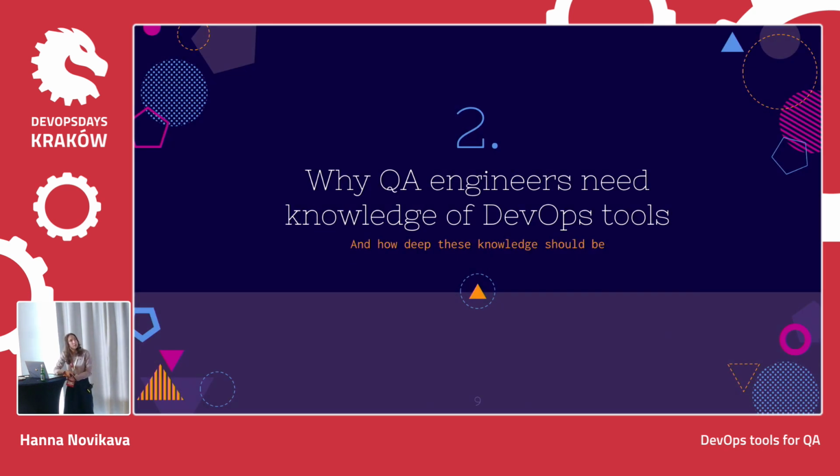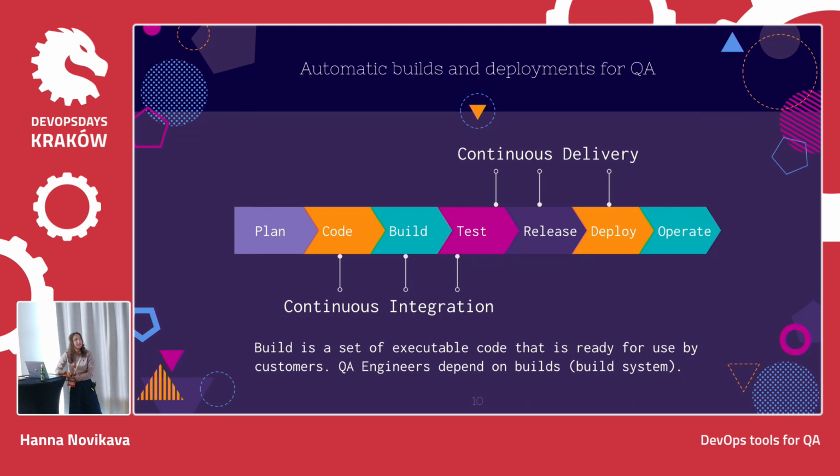Why do QA engineers need knowledge of DevOps tools, and how deep should this knowledge be? Well, I again can say that I don't want to push my work to QA engineers, because in this case I won't have any work. But let's take a look at this picture. Here we see again the usual picture of steps: plan, code, build, and test, release, and deploy.